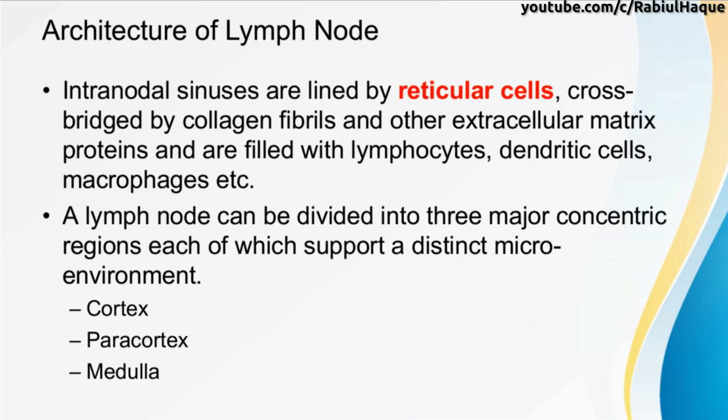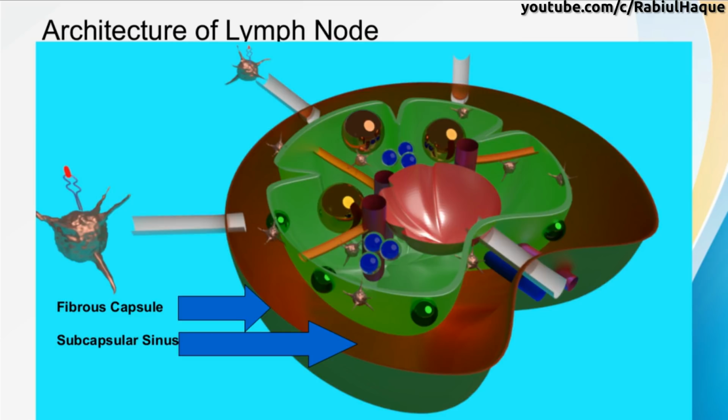A lymph node can be divided into three major concentric regions, and each of these regions will support a distinct microenvironment, as we will see. So, what are the three major regions of a lymph node? This is very important and high yield for your examination. You need to know this. The three major regions of a lymph node are the cortex, the paracortex and the medulla. In this image, this portion of the lymph node is the cortex.